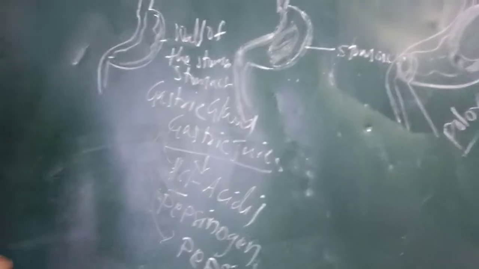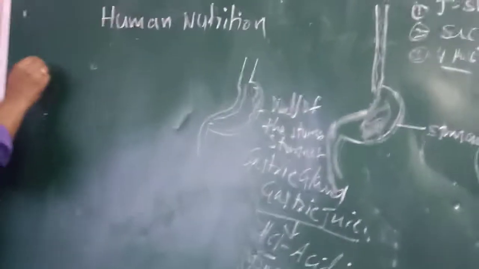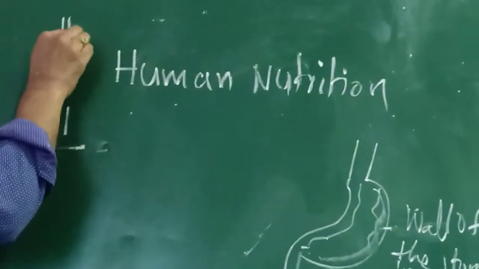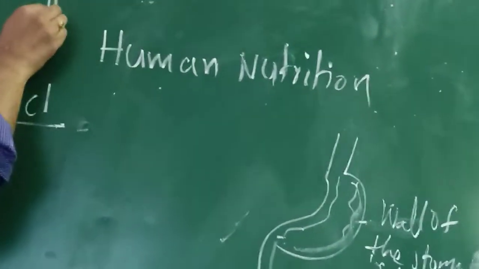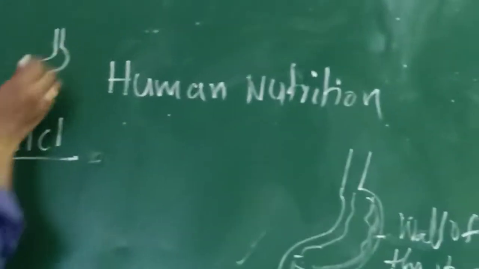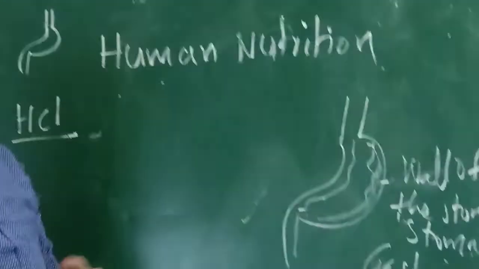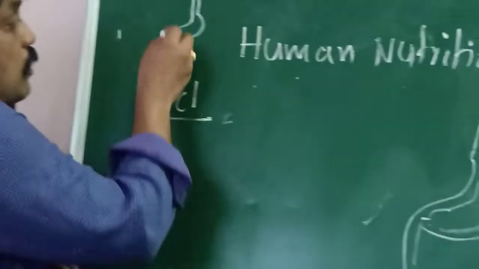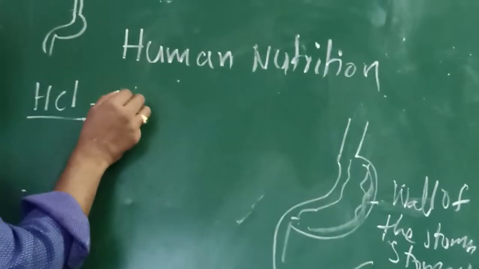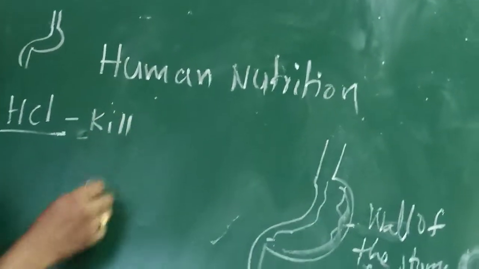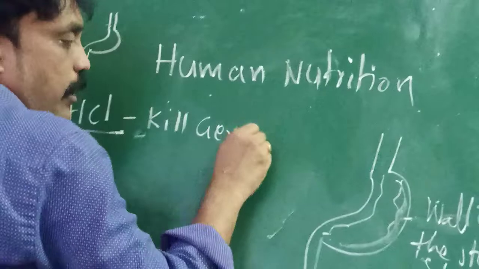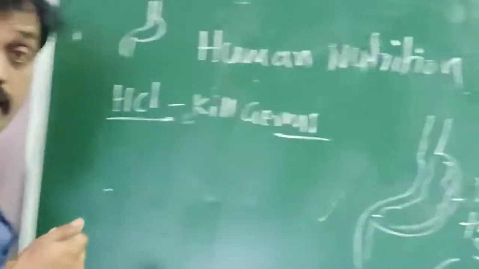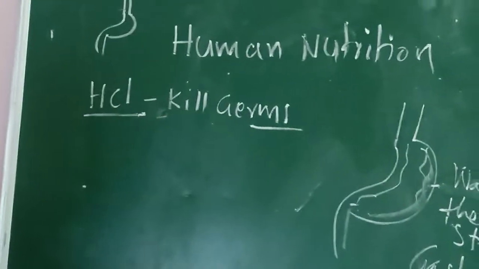Focus here: what is the use of HCl? HCl is released in the stomach. We are eating various kinds of food, and sometimes we eat without washing, so many microorganisms enter the stomach. This HCl kills the bacteria and germs in the food we take. Hydrochloric acid, being acidic in nature, kills the germs in the stomach.